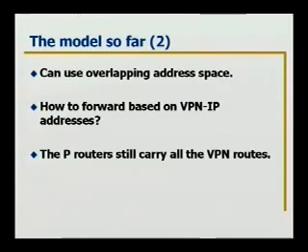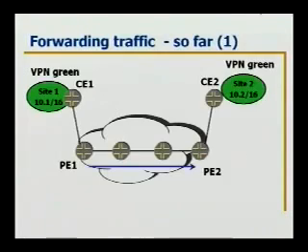So as we've seen before, what MPLS does, it decouples the forwarding decision from the destination address. So let's see how we can use MPLS in order to do forwarding in this case. So let's take a look at the example here. We have a customer in VPN Green at site 1 who wants to send traffic to some destination in site 2. So let's say he wants to send traffic to 10.2.1.1 in site 2.